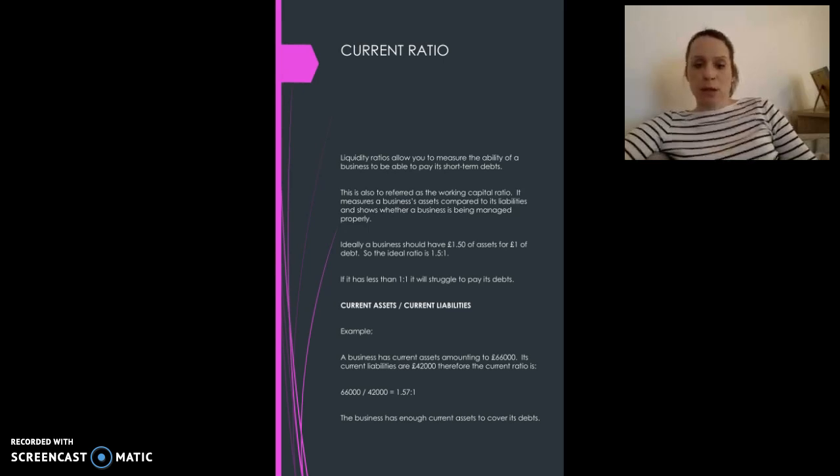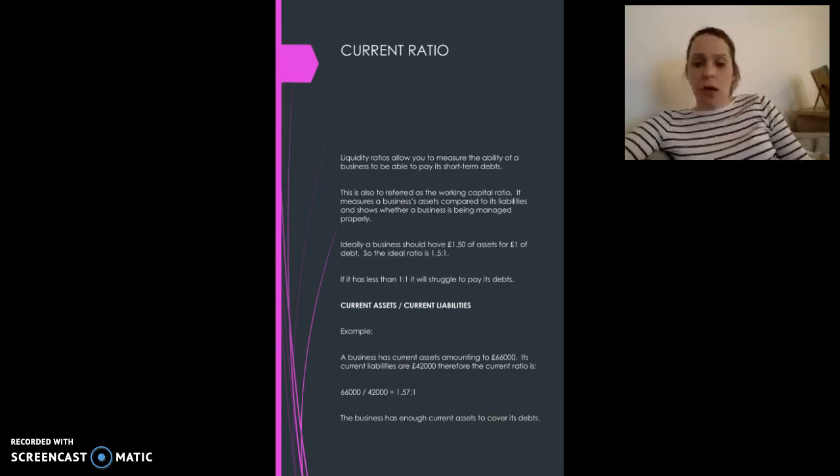Now, in order to calculate current ratio, we do current assets divided by current liabilities, and they can be found on your balance sheet. So if you have a look at the very crude example at the bottom, if we've got £66,000 worth of assets and we've got £42,000 worth of current liabilities, then our ratio in this example is going to be £1.57 worth of assets to every £1.